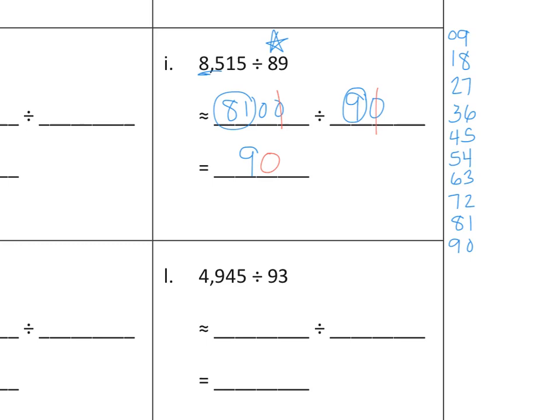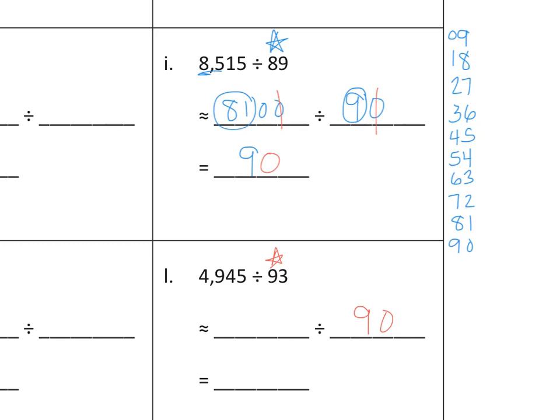If we drop down to L, we have 93 as our divisor. We're going to round that first, and that's going to be closer to 90. And so what we're going to do is use all this work that we did up above to help us answer L. It's kind of pointless to actually rewrite it all over again when you have the work right there.